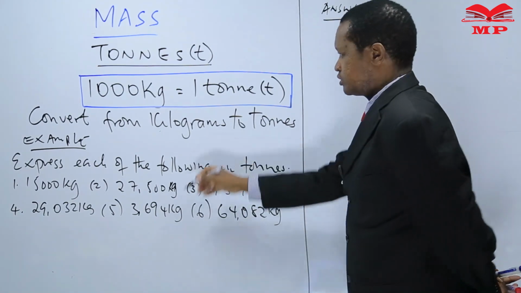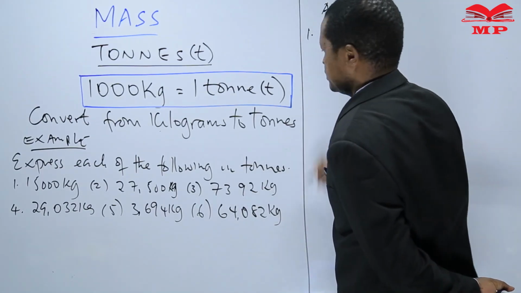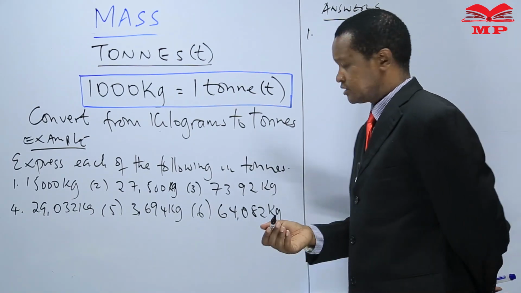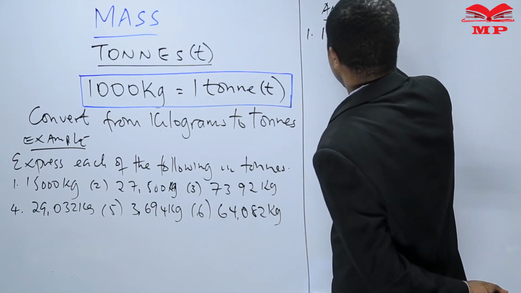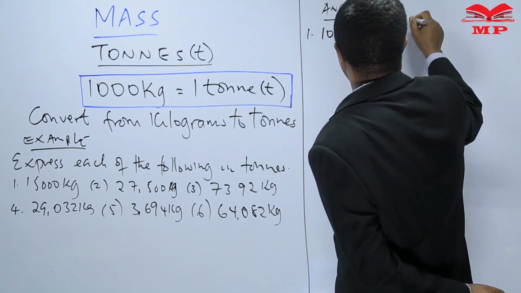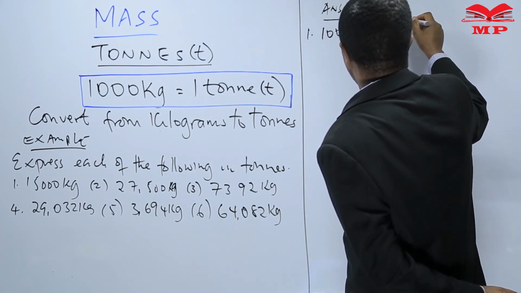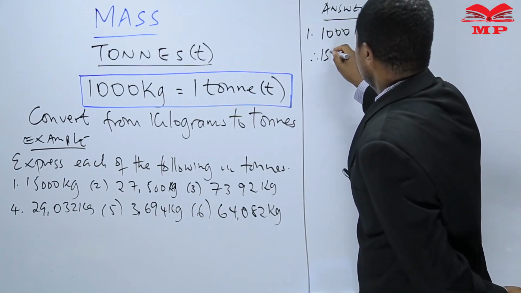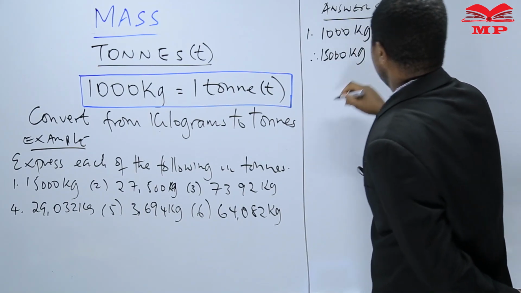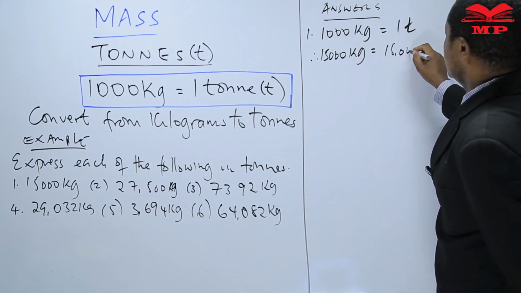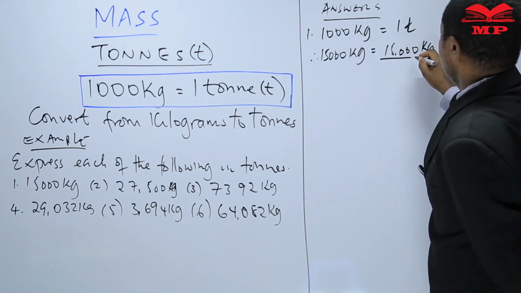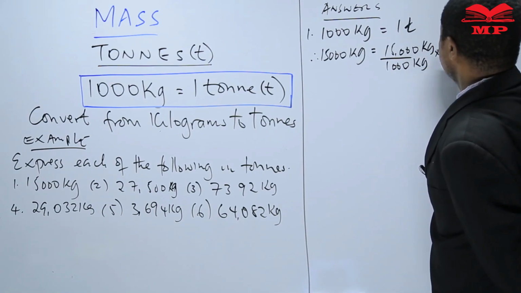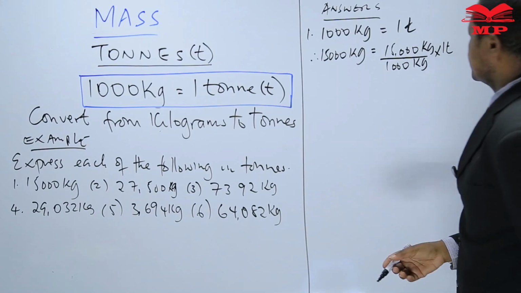These are questions. Let us answer the questions. Number 1, express 15,000 kilograms into tons. We know that 1,000 kilograms is equal to 1 ton. Therefore 15,000 kilograms will be equal to 15,000 kilograms over 1,000 kilograms times 1 ton.